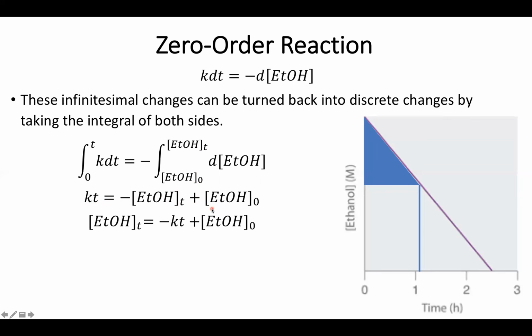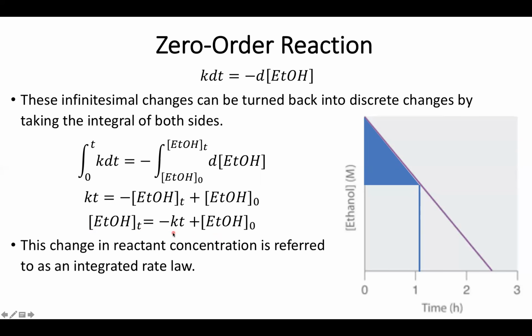So we can rearrange this, and now we can solve for the ethanol concentration at any given time, as long as we know the initial concentration and that rate constant. This form is referred to as an integrated rate law because we took our rates and we integrated it. Yes, we're ever so clever.